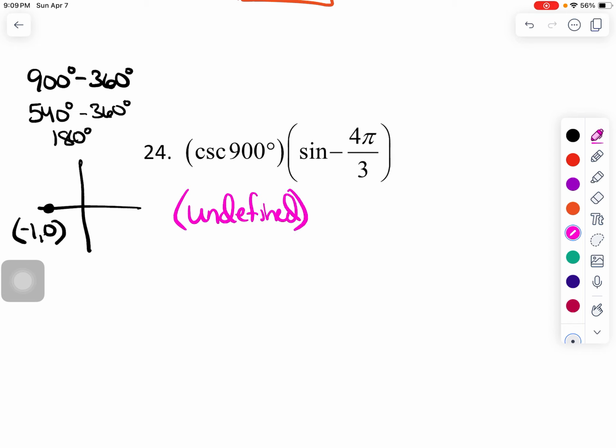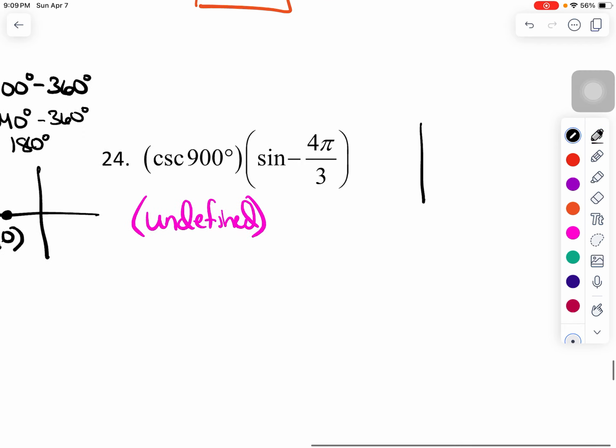All right. Now, technically, I know my answer already because undefined times anything is going to be undefined. However, I'm going to tell you right now, if you were to stop here, I'd be looking for this part of the problem. All right. So make sure you show your steps, even to figure out what this side is. So let's figure out what the sine of negative 4 pi over 3 is. So negative 4 pi over 3, this one I can keep track of.